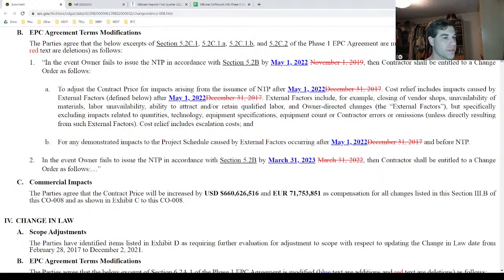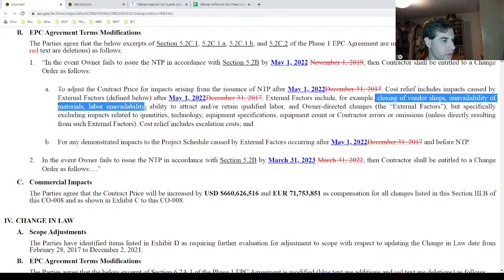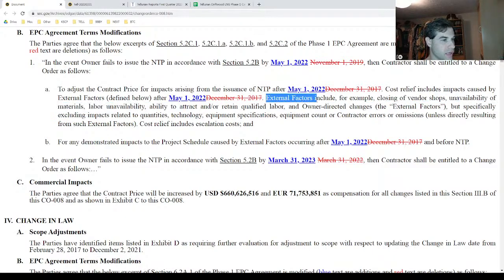It's not obvious to me if increases in the cost of equipment are included. I have to imagine that they are, right? Because the examples that they have, like unavailability of material and labor unavailability, do sound like external factors, things that were outside of the control of Bechtel, if the cost of steel goes up significantly, or the cost of whatever other materials they need goes up.